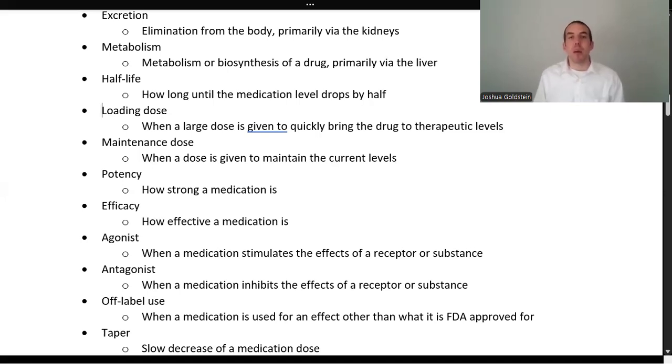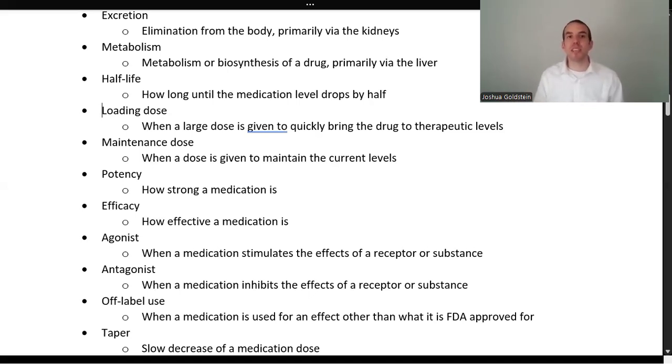Next, we have metabolism. Metabolism, or your book might call it biosynthesis, of a drug is done primarily by the liver, and that is the actual breakdown, the metabolism of the medication. Half-life is how long until the medication level drops in half. So if, let's say, I take a dose of acetaminophen and the medication gets to a peak level in my blood of 500 milligrams, whatever. If it gets to 500, how long until it drops to 250? That's half-life. How long until the medication level drops in half?